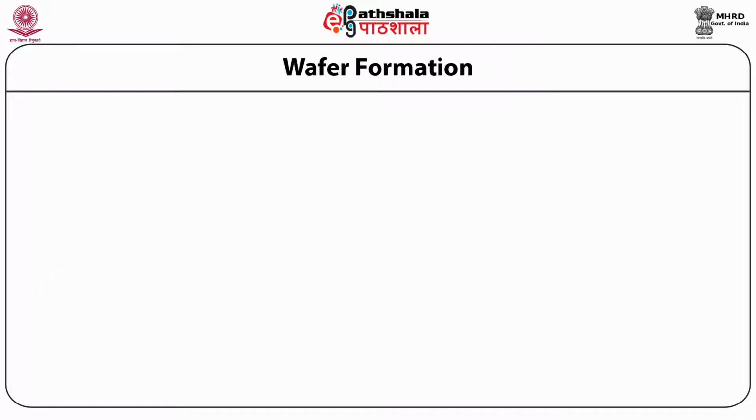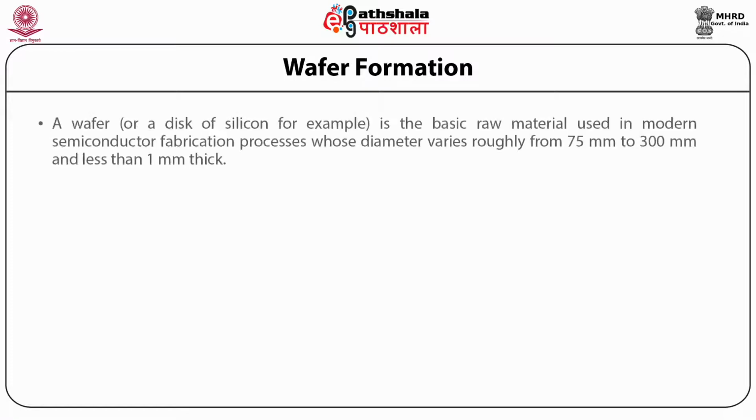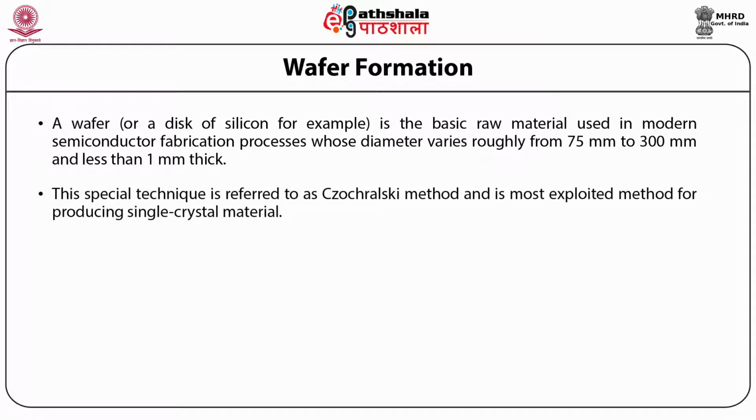Wafer formation. A wafer is the basic raw material used in modern semiconductor fabrication processes, whose diameter varies roughly from 75 to 300 mm and which is less than 1 mm thick. These wafers are cut from ingots of single crystal silicon, and these crystals require a special technique to pull the single crystal from a crucible melt of pure molten silicon. This special technique is referred to as the Czochralski method and is most exploited for producing single crystals.